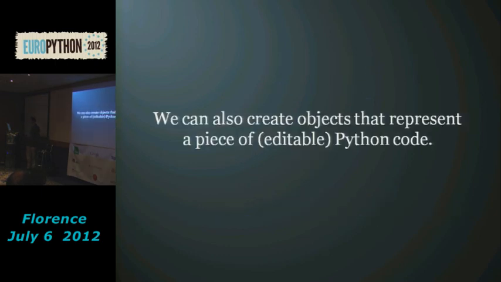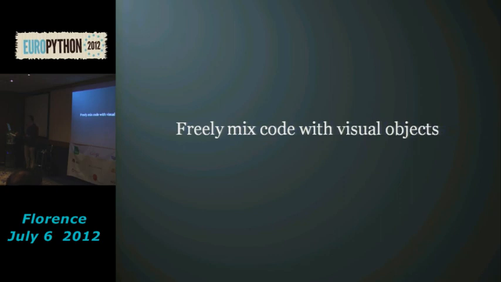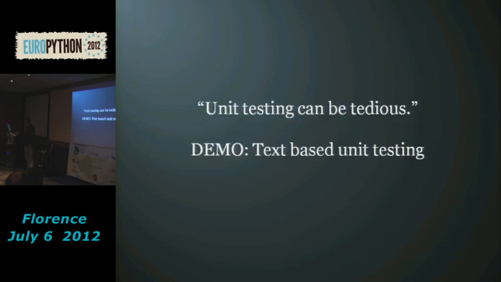We can also create objects that represent pieces of editable Python code. So you can just say, I want a piece of Python code, and when you display it, you get this nice little editable box, and you can edit code in it. And so if we can create an object that represents code, and we can put objects inside code, we can stick code within objects, within code, within objects, within code, within objects, kind of like a Russian doll. And what that means is we can freely mix code with visual objects. A bit Lispy in a way, but visual. So anyone who's familiar with the Lisp macros, we're getting there.